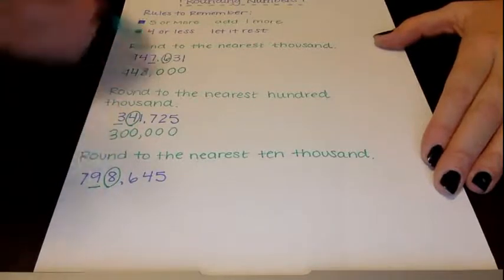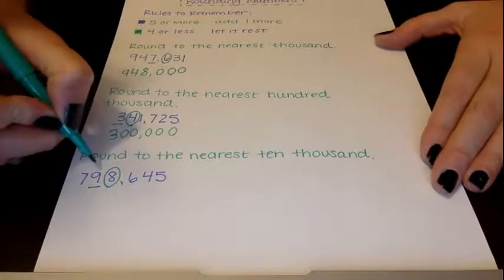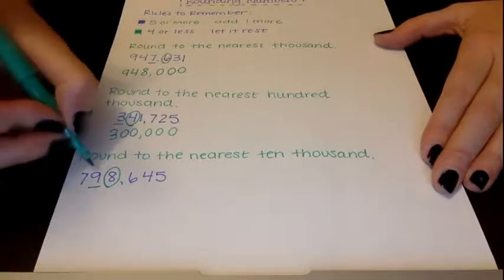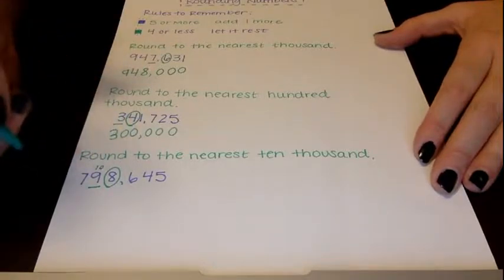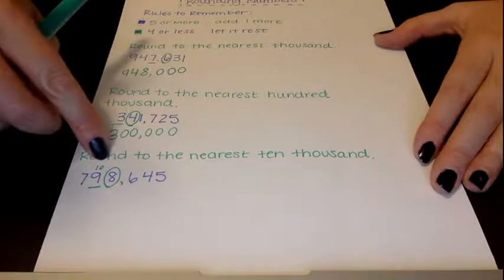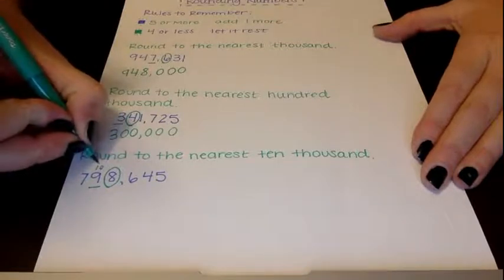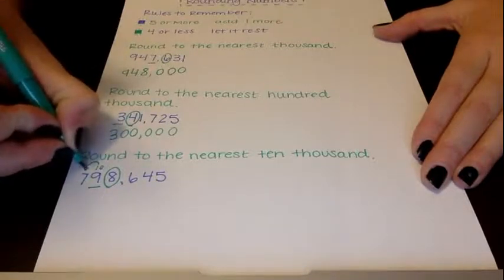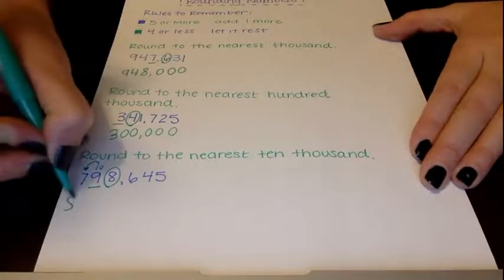It's an 8, and an 8 is more than 5, so that means I'm going to add one more to my underlined digit. If I add one more to 9, I'm going to get 10. And I know that 10 is not a digit. Digits are only 0 through 9. I can't put more than one digit in a single place value. What I can do, though, is regroup this 1 and tack it on to the 7. So what that will give me is an 8.